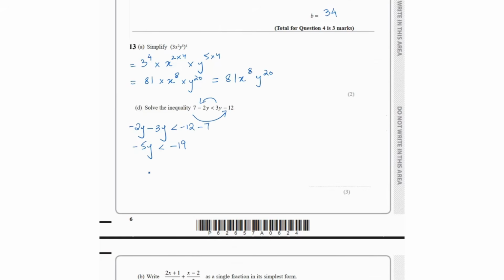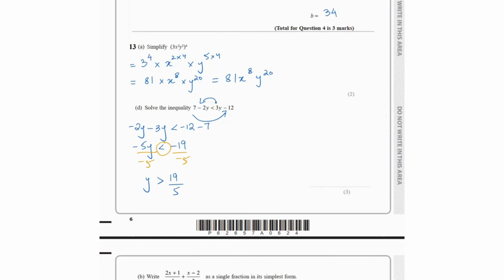Now, whenever we have a negative number attached with the variable that we're trying to find the value of, obviously we have to divide both sides by negative 5 because you want to make y the subject. When we're going to do that, we're going to flip the inequality. So it becomes the opposite thing. So now it's going to be y is greater than positive 19 over 5 because negative divided by negative is positive.